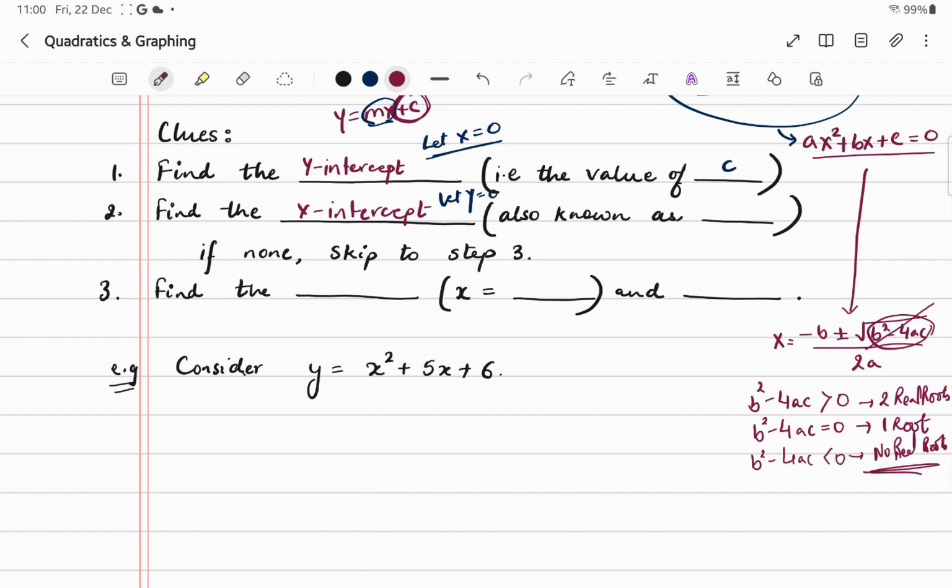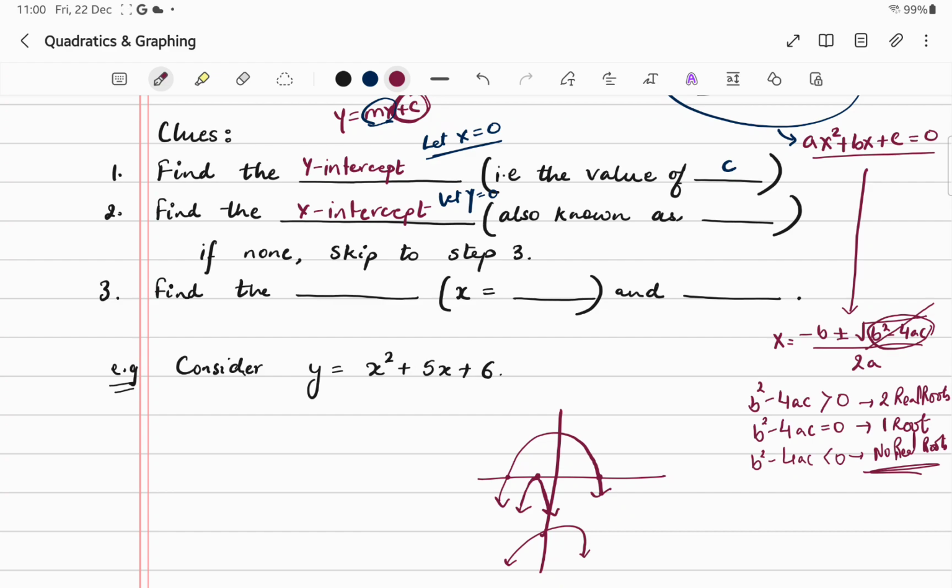How does that look in a graph? If we draw a graph, if there are two real roots, it will look like that. There are 2 points where it is intersecting on the x-axis. If it is one real root, it can just be like that, just touching it there. And if it is no real roots, it's just somewhere here where it is not intersecting the x-axis at all, right? So that is the visual of the roots.